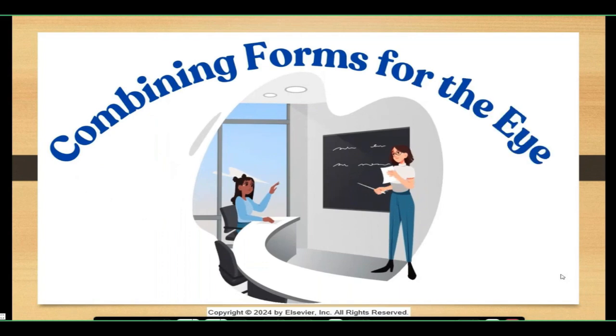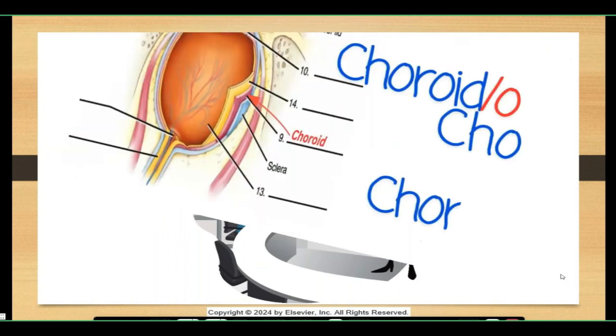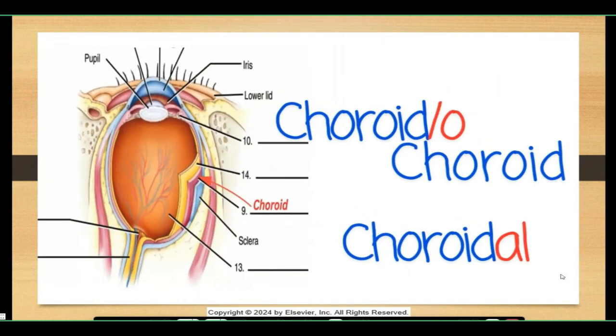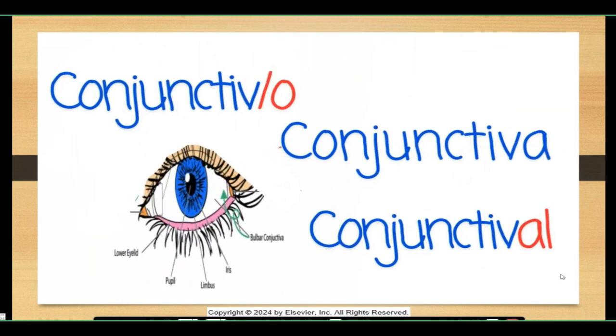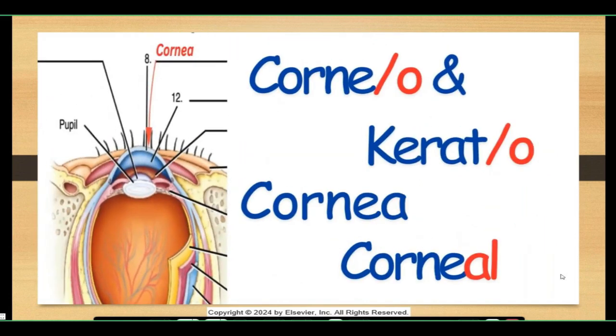Let's review some combining forms for the eye. Choroido stands for choroid. The adjective is choroidal. Remember that the suffix -al means pertaining to, and in this case in particular, it means pertaining to the choroid. The same applies to the rest of the adjectives that we will review in this section that end on -al. Conjunctivo means conjunctiva. Its adjective is conjunctival, which means pertaining to the conjunctiva. Corneo and cerato mean cornea, and the adjective is corneal.